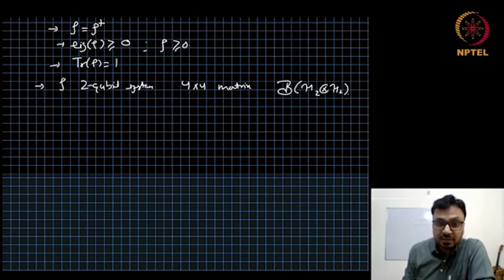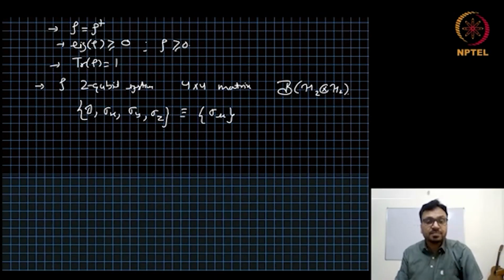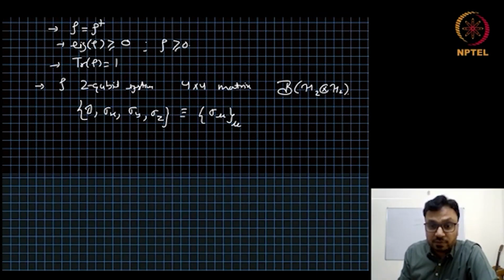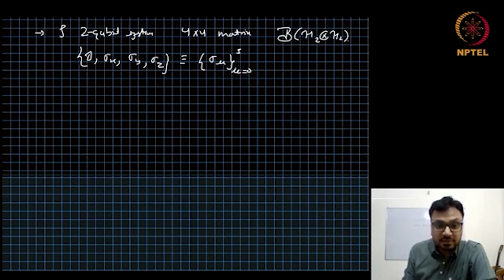For example, the linear vector space of 2 by 2 Hermitian operators has the basis identity, sigma x, sigma y, sigma z, which we have already discussed when we were discussing single qubit density matrices and operators. We also like to call them sigma mu, where sigma 0 is identity, sigma 1 is sigma x, sigma 2 is sigma y, and sigma 3 is sigma z. So mu runs from 0 to 3. We can extend this basis, because this was the basis for the set of operators acting on H2.